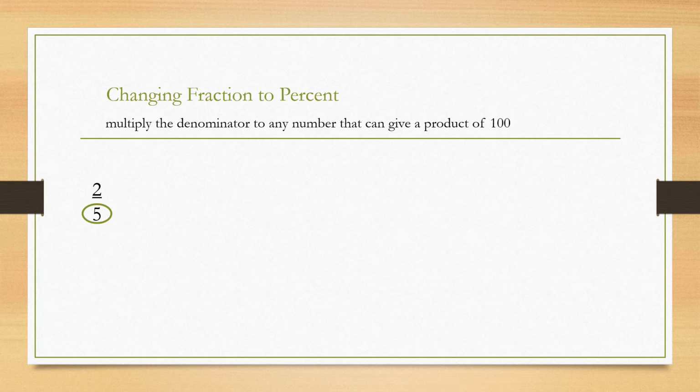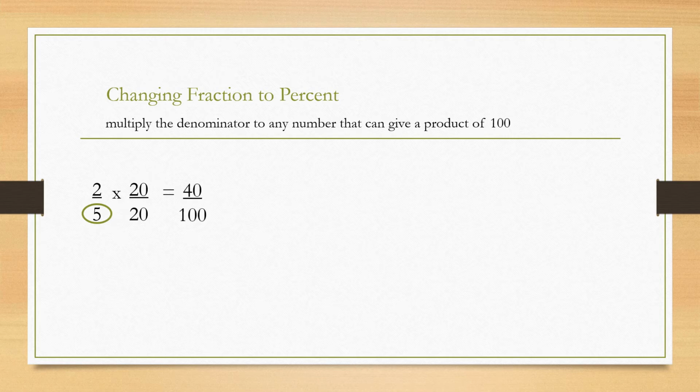Mag-iisip kayo lagi ng number na makakapag-multiply sa inyong denominator na magbibigay ng product of 100. So, yung ating denominator, pag i-multiply natin doon sa number na yon, dapat ang magiging sagot niya ay 100. So, dito sa given natin, anong number ba makakapag-multiply sa 5 na ang magiging sagot ay 100? So, that is 20. So, kung 20 yung ipinang-multiply nyo sa inyong denominator, syempre, sa numerator, yun din yung number na gagamitin nyo pang multiply.